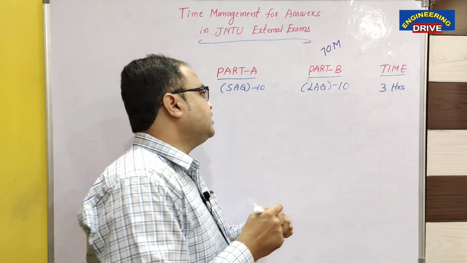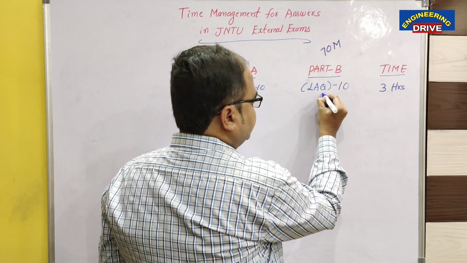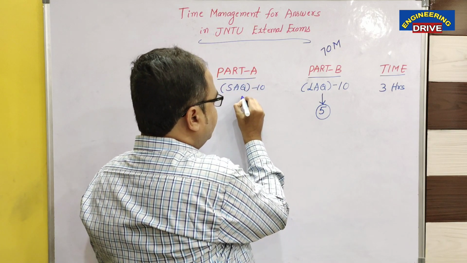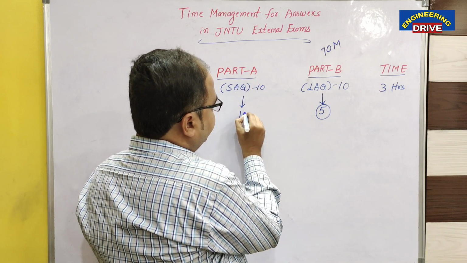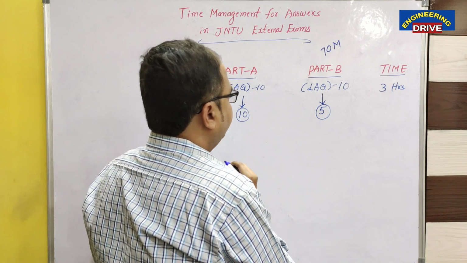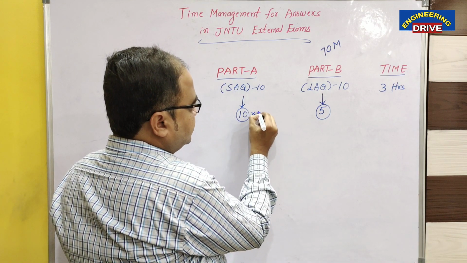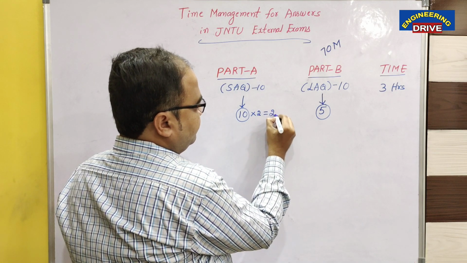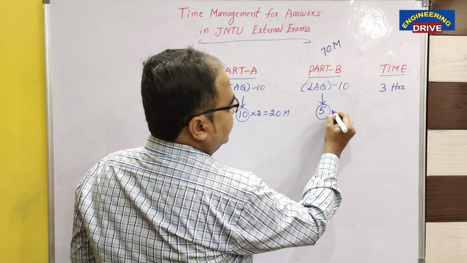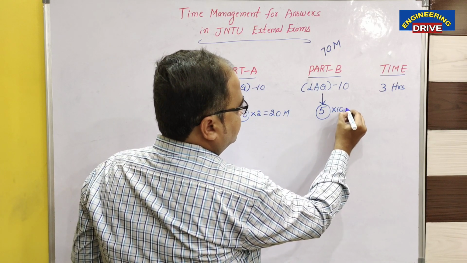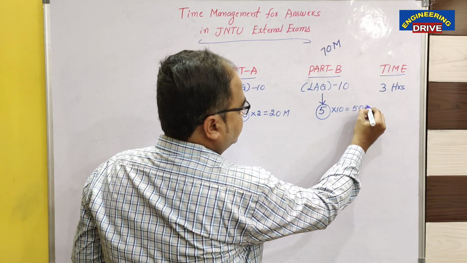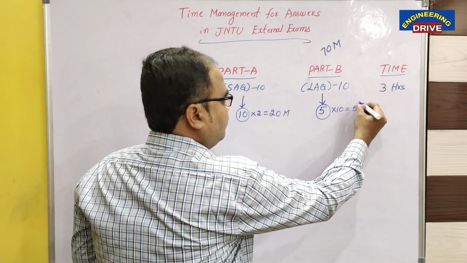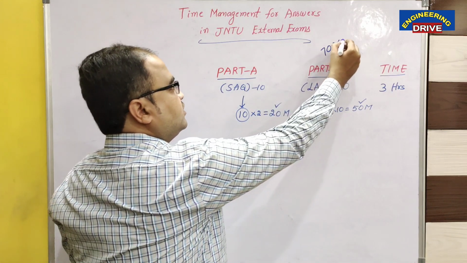Yes, there is internal choice here. Among all these 10 questions, finally you need to write 5 only. In part A there is no choice. You need to write all the 10 short answer questions, and each question carries 2 marks, which means finally you will get a maximum of 20 marks. And in part B each answer carries 10 marks, so finally you will get 50 marks. This is the pattern of JNTU, which most students know. So 50 plus 20, 70 marks, which I told you.